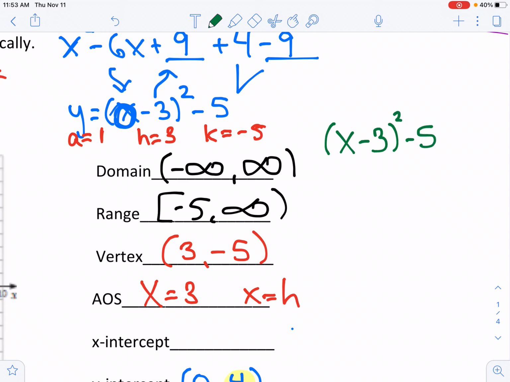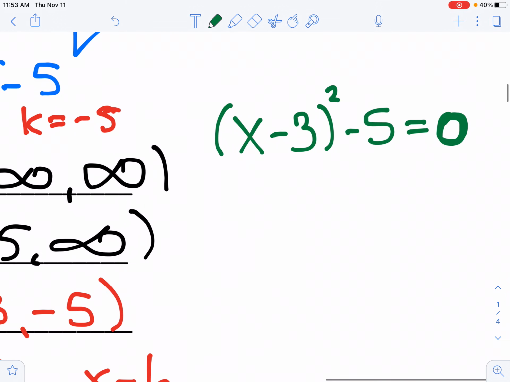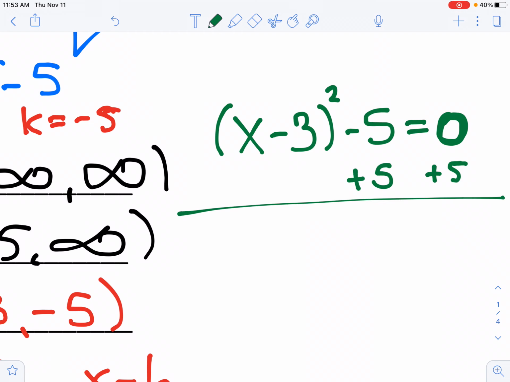But we're going to start with our vertex form, but we're going to let y equal 0. And if you'd been in class, I would have asked why we would let y equal 0. And that is because, remember, the x-intercepts are when y is 0. So your first step would be to add 5 to both sides. So you get x minus 3 squared equals 5.